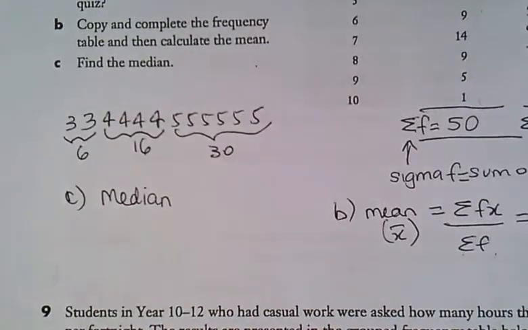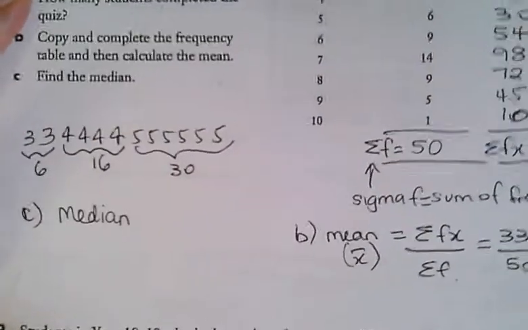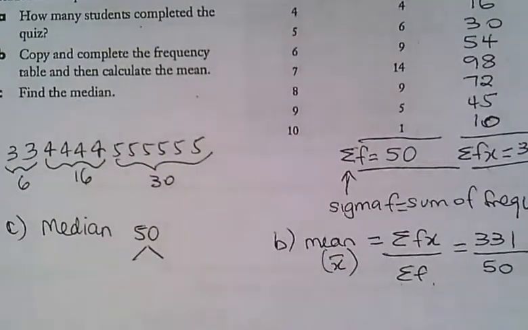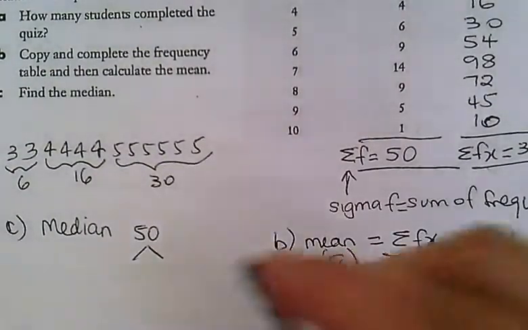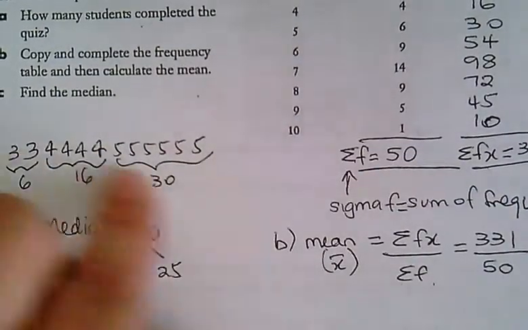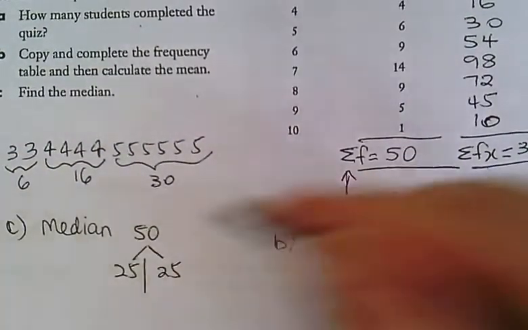Now, how many students did this test? Good. So 50 students. If I wanted to find the middle score, what's half of 50? I would put 25 scores there, 25 scores there. Let's say they were all written out. After the 25th, I would put a line.